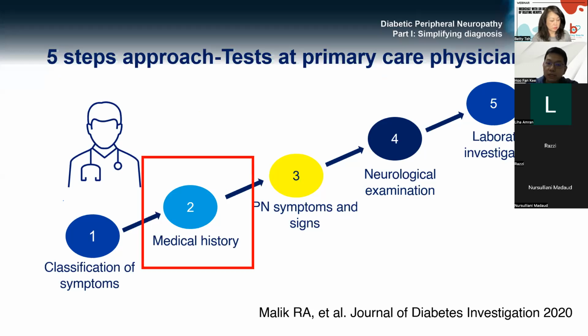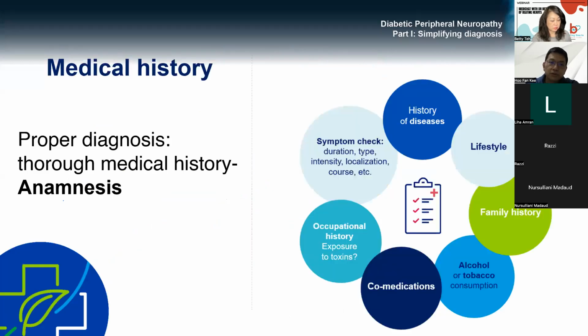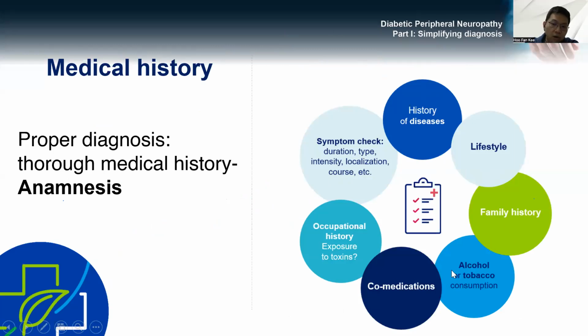So the next step should be we take a thorough medical history. How do we take a thorough medical history? Going back to the basics like in medical school, we check the symptom: we ask the duration, the type, intensity, localization, and the cause. Then we track the history of the disease, the lifestyle, family history, any consumption of alcohol or any smoking history. Taking any medication may contribute to this peripheral neuropathy, and occupational history like exposure to toxin.